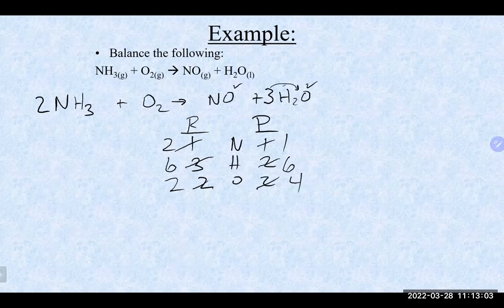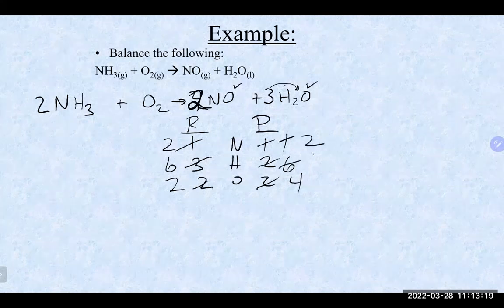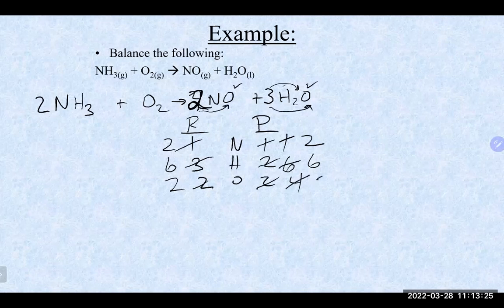We could put a 4 in front of the nitrogen. And when we do that, actually a 2 would be a better number there, since we need 2 on the other side. So we could put a 2 in front of the nitrogen on the right, and that will give us 2. That still gives us 6 hydrogens. Now, in terms of oxygen, we have 2 there and 3 there, which would be 5 in this case.